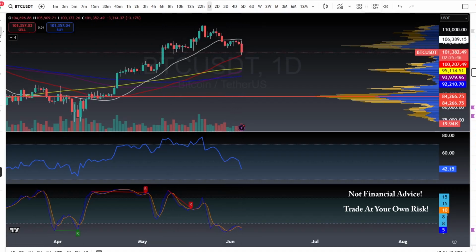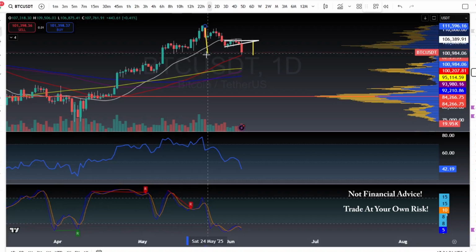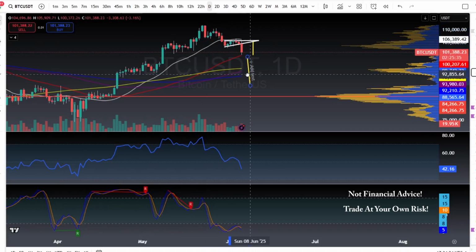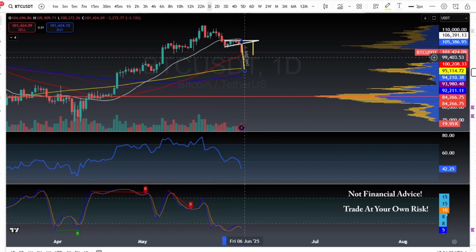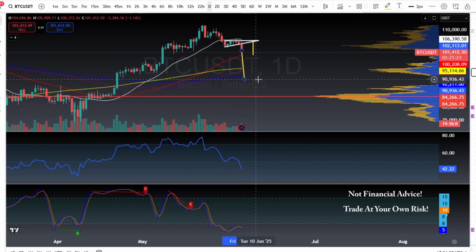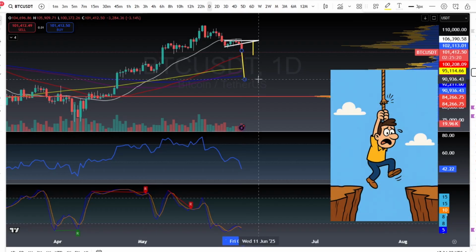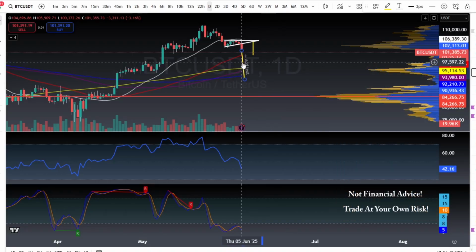So now if I put on a measured move here to see where we would go from the top of the head all the way to the neckline, and we put this here, this pretty much takes us to the 200-day moving average, as you can see, at 95,114. If we put it exactly on the neckline, we're going lower probably, whereas it shows like we're going to 90,000. So I'm also going to leave this here to see how it plays out.